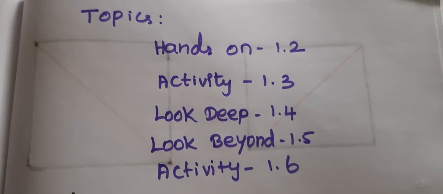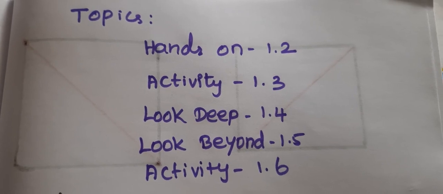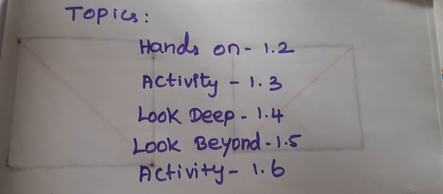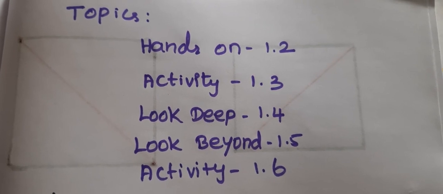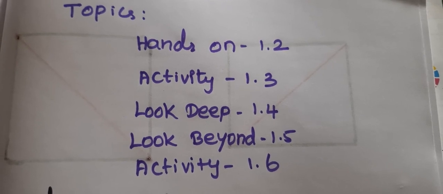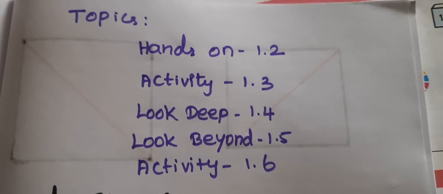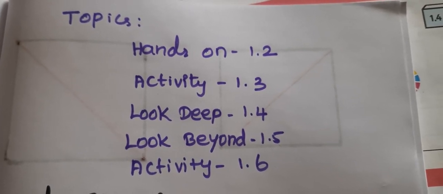In this session we will discuss a few activities: the hands-on activity, activity 1.3, the look deep activity, the look beyond activity and activity 1.6. First you have to do the hands-on activity. I told you in the previous class itself to prepare the things: a square sheet of paper and a color pen. This is a square sheet of paper. Have you all prepared it? So first you have to mark the corners.